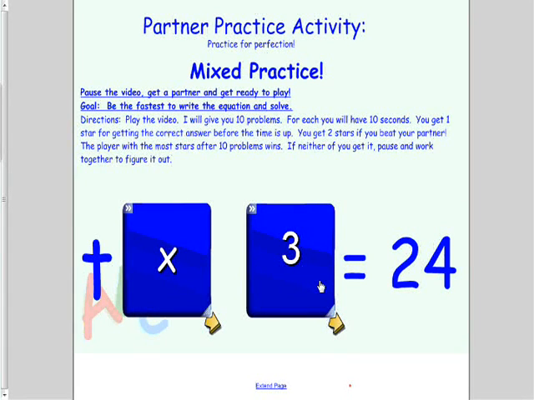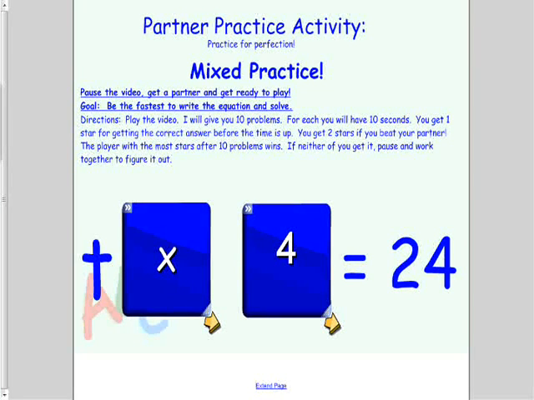T times 3 equals 24. Go. All right, the opposite of times 3 is to divide by 3. Divide this side by 3. We're left with t equals 8. Next problem.